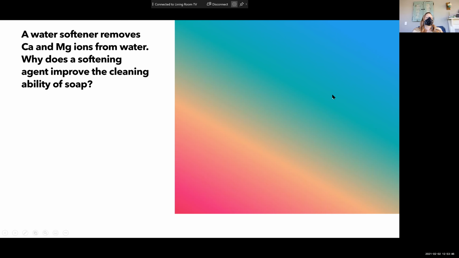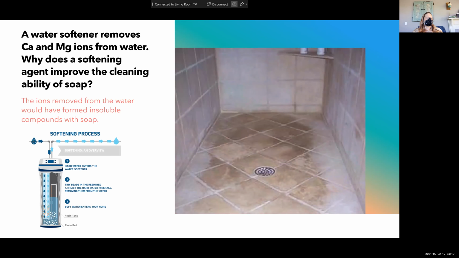So here's a question for you. A water softener removes calcium and magnesium ions from water. Why does a softening agent improve the cleaning ability of soap? Who had that answer? I think that's one of your questions. What did you get? I assumed it was because the softened water had no minerals for the soap to also work on. There you go. So if the soap is focused on outer materials. Yeah, so the ions removed from the water would have formed compounds with that soap.